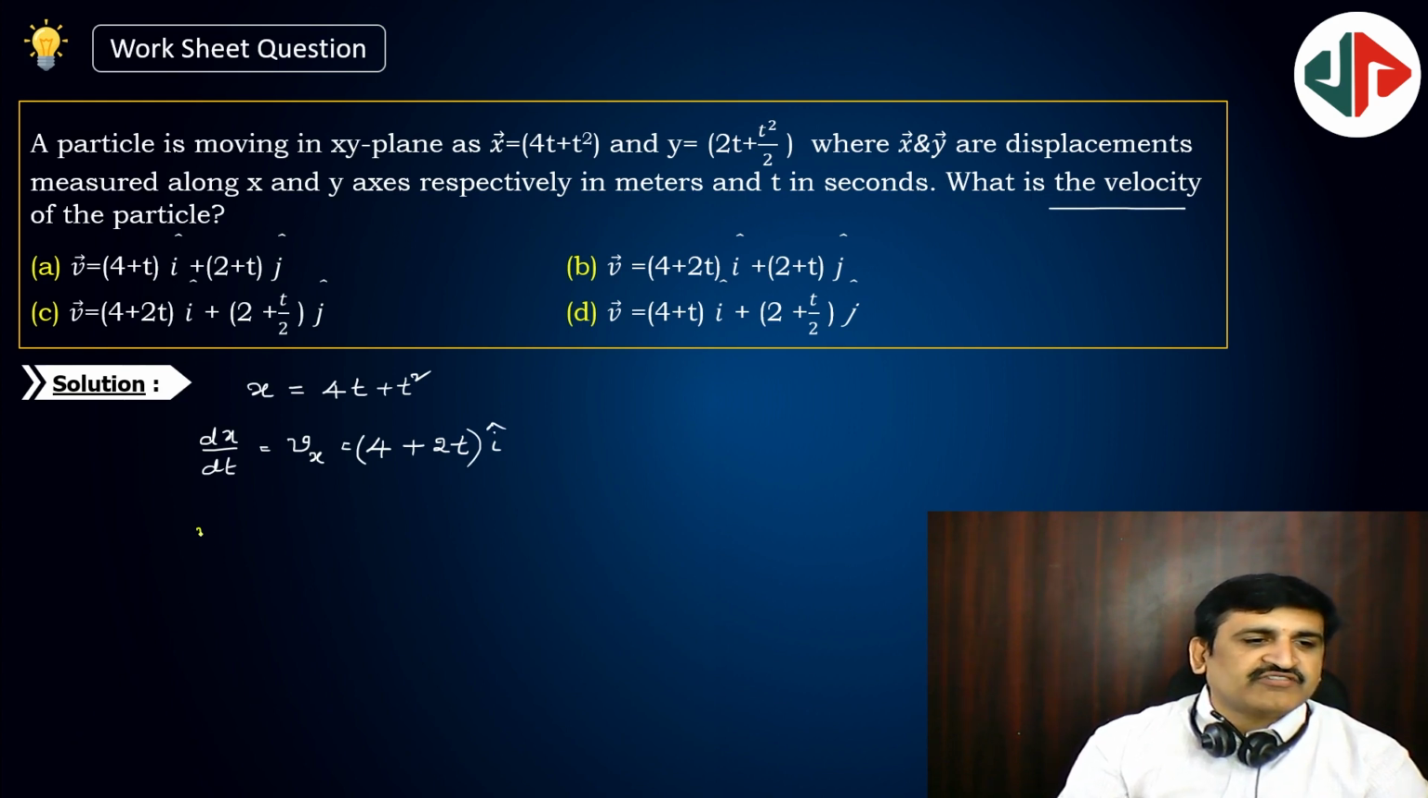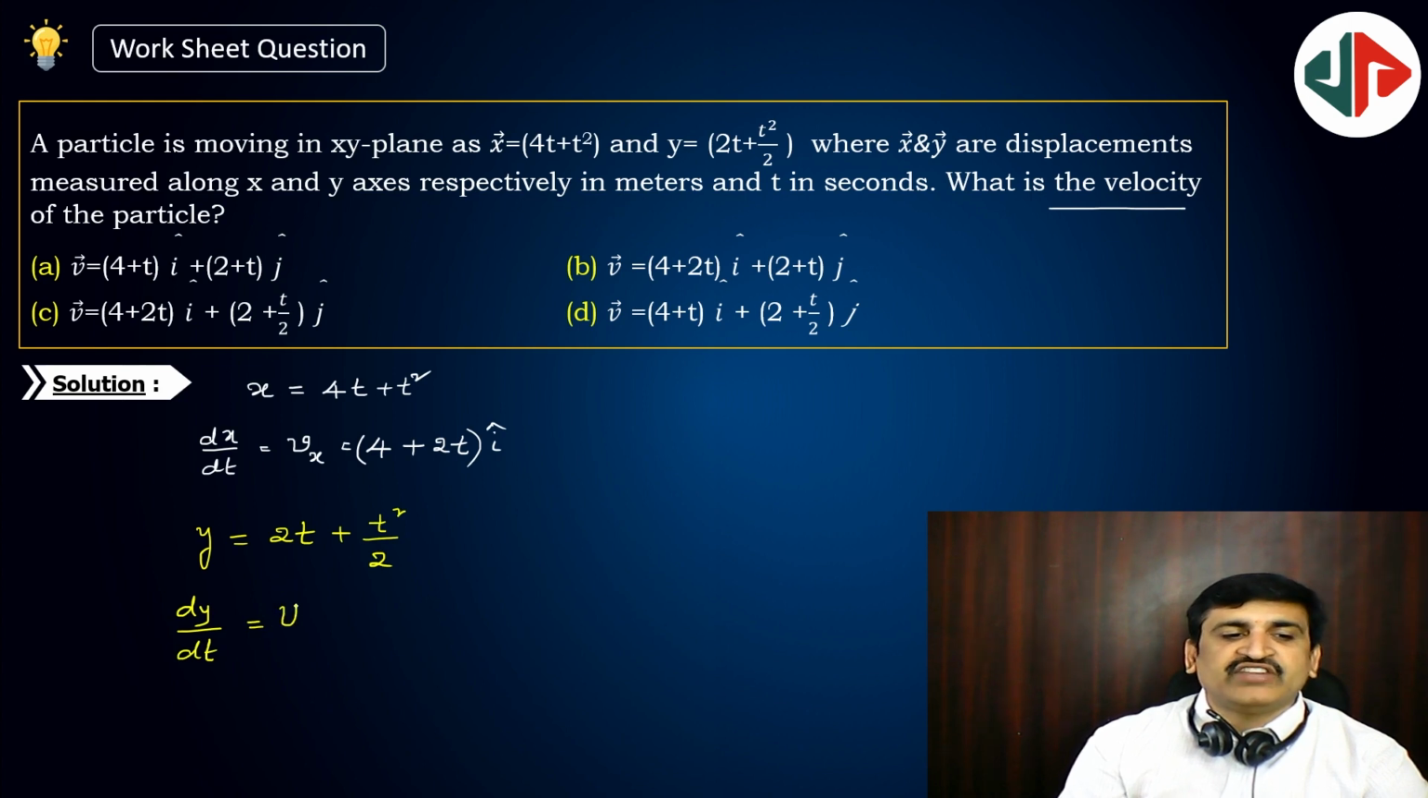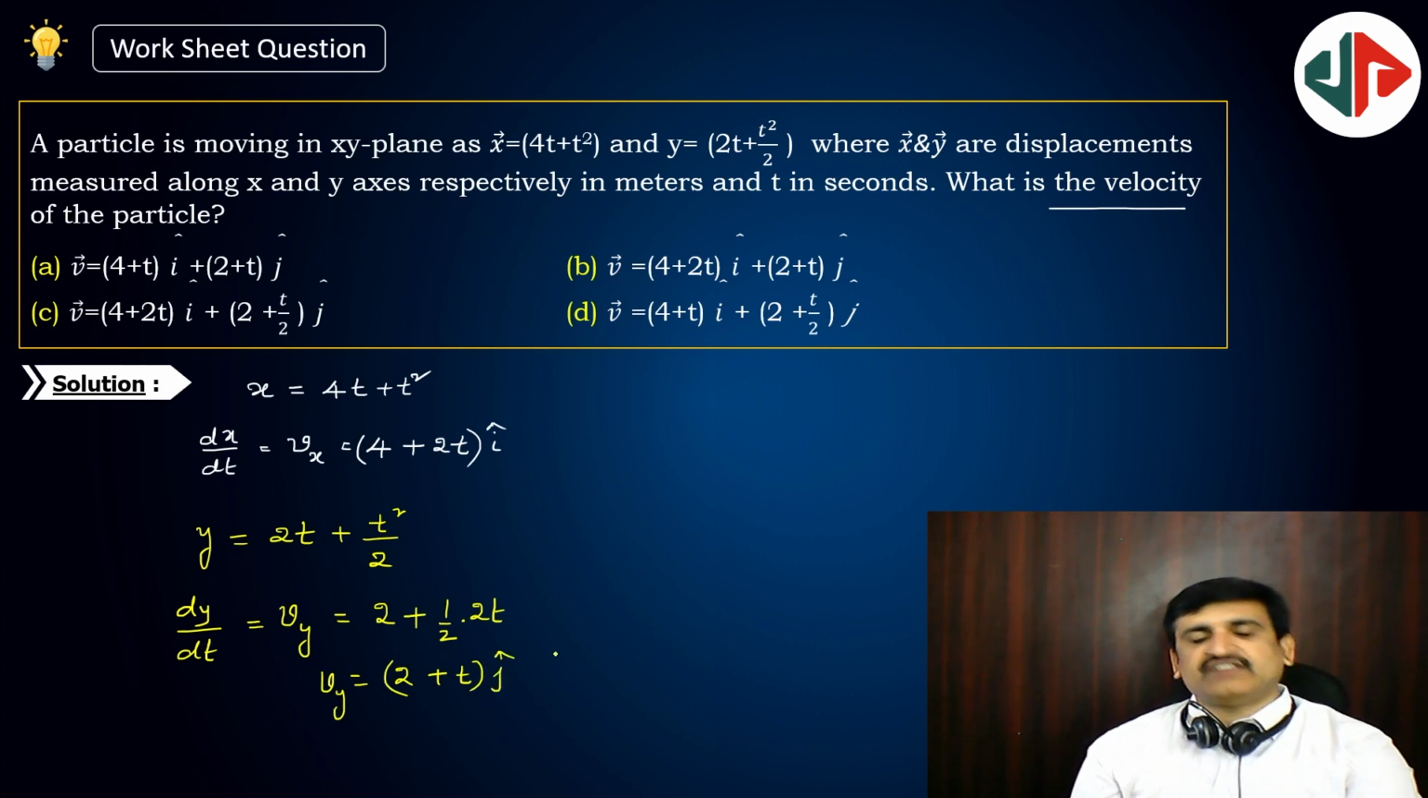Now let us take the other one. That is y is equal to 2t plus t square by 2. So the derivative of it, dy by dt, is equal to Vy, that is 2 plus half into t square derivative, which is 2t. The 2 will go. So we are going to have 2 plus t, and this is Vy. We can mark it with j cap because it's a y directional velocity.